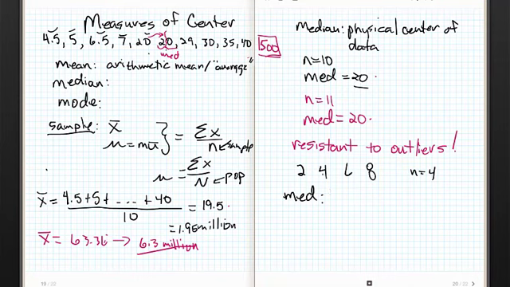I would count over 2, but again, I've got an even number. So the median actually lives between the second and the third values because you want a value that splits the data perfectly in half. So in this case, the median is going to be 4 plus 6 divided by 2, which is 5. So even though the median is not in the data set, it's 5.